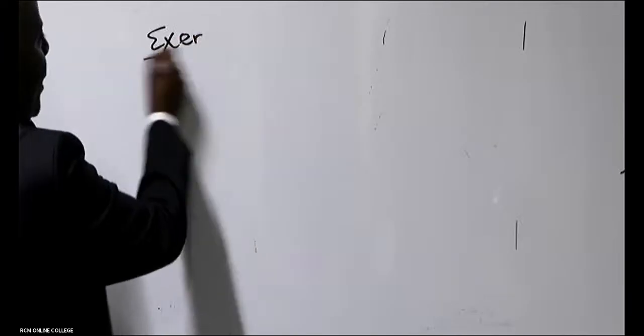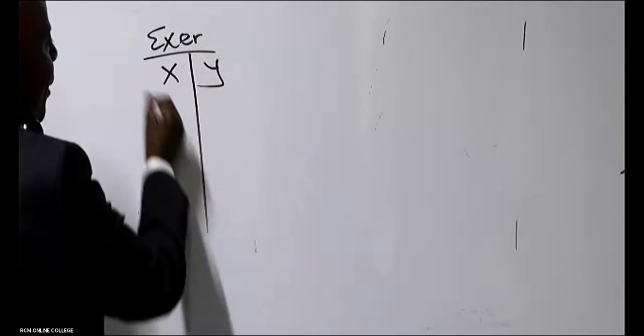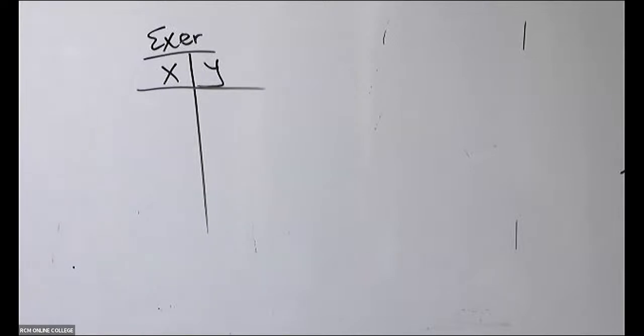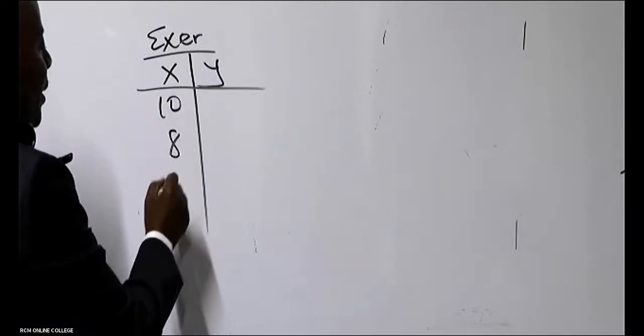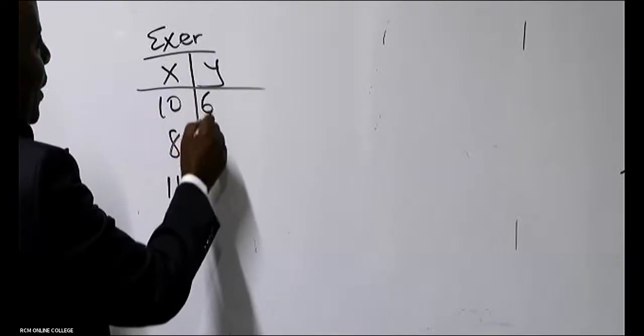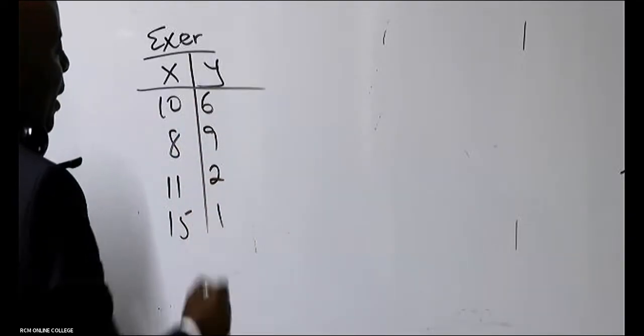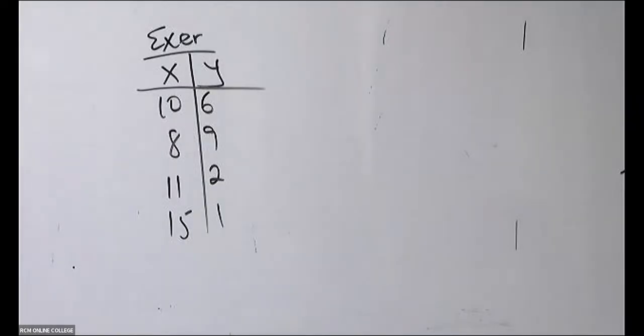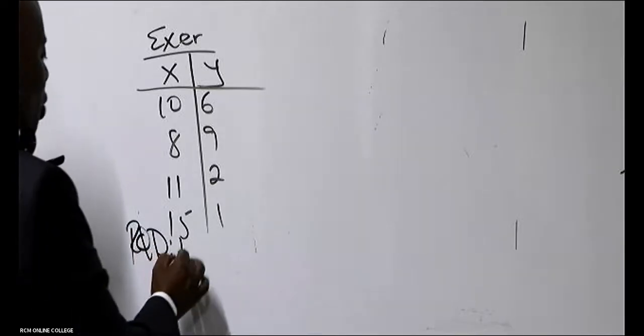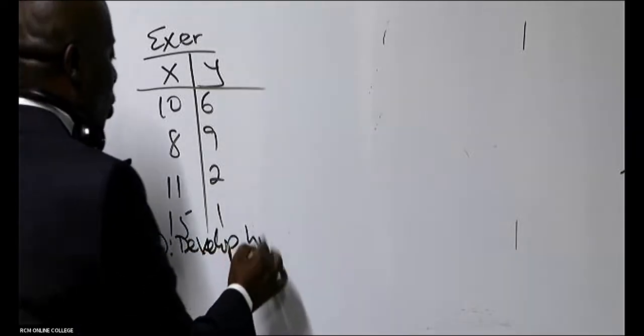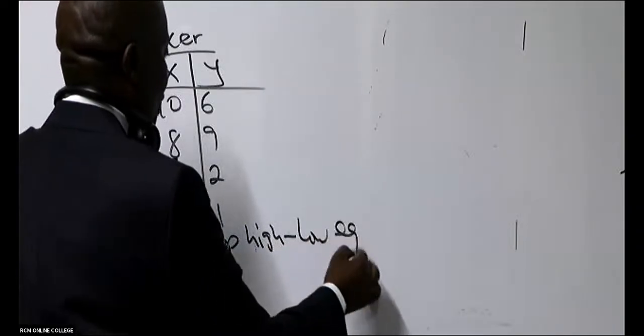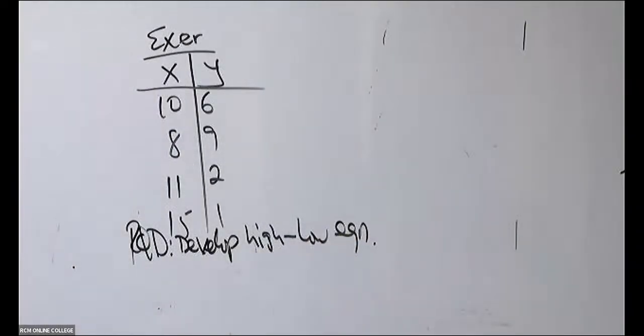Exercise. We have here x versus y. x in this case we have 10, 8, 11, 15. Here y we have 6, 9, 2, 1. So we have here 10, 6, 8, 9, 11, 2, 15, 1. And then we are required to develop the high-low equation.